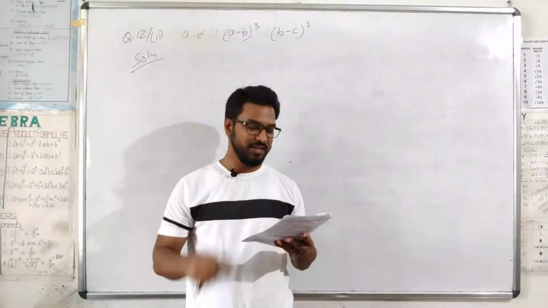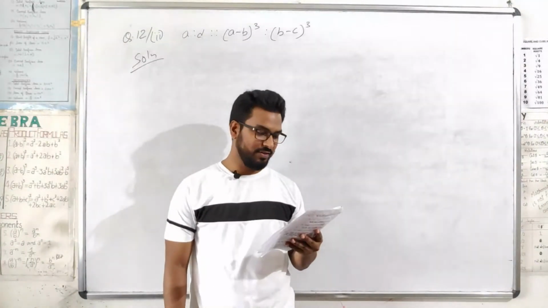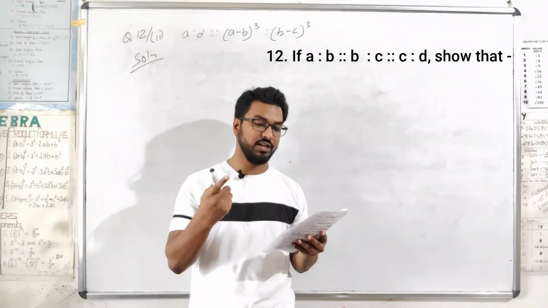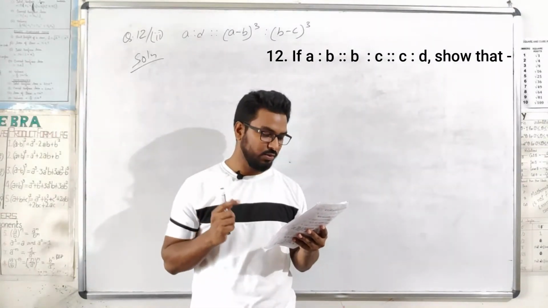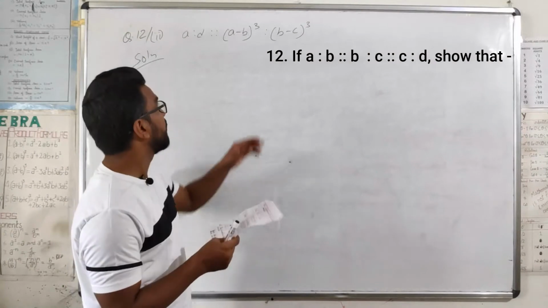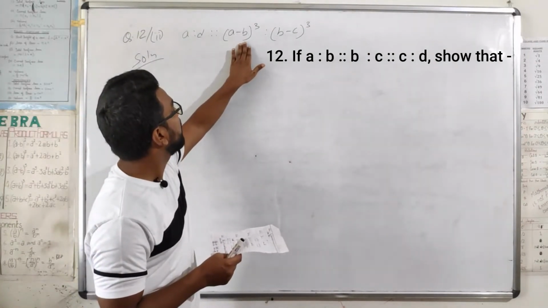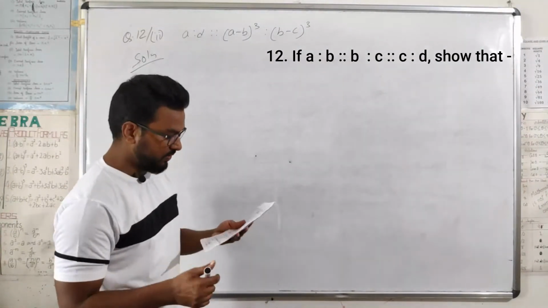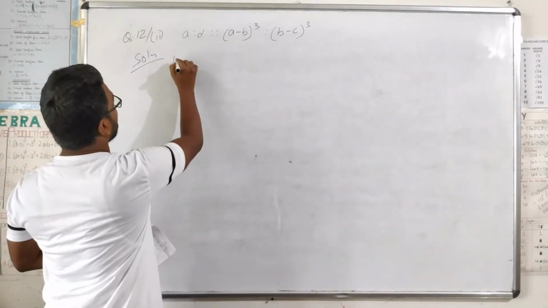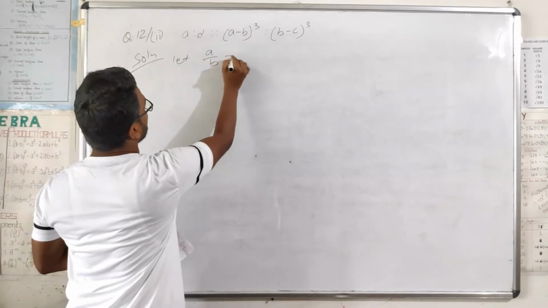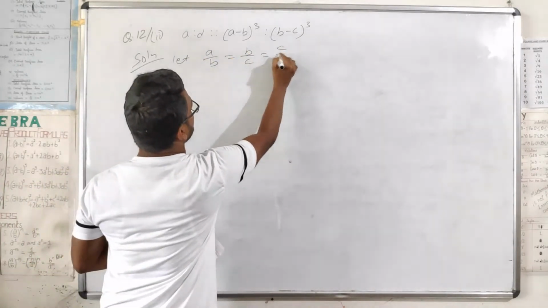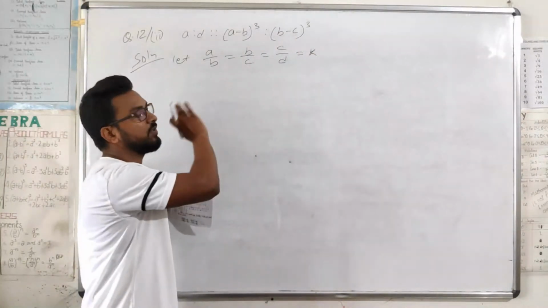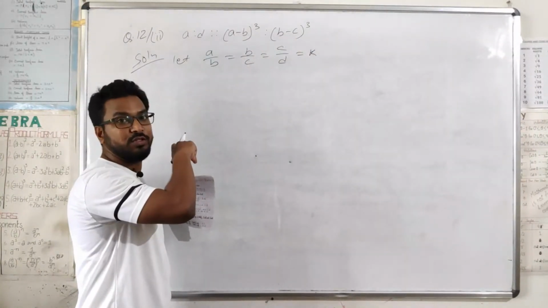Okay, so we'll start question number 12. It is given if a ratio b is proportional to b ratio c is proportional to c ratio d, so that a ratio b is proportional to (a minus b) whole cube ratio (b minus c) whole cube. Okay, so what we'll do, we'll let a ratio b equals b ratio c equals c ratio d equals k, all are constant terms. It is just like the previous question, fine.